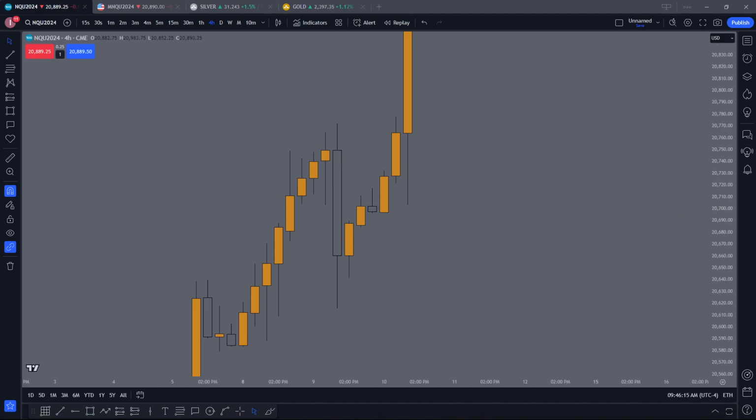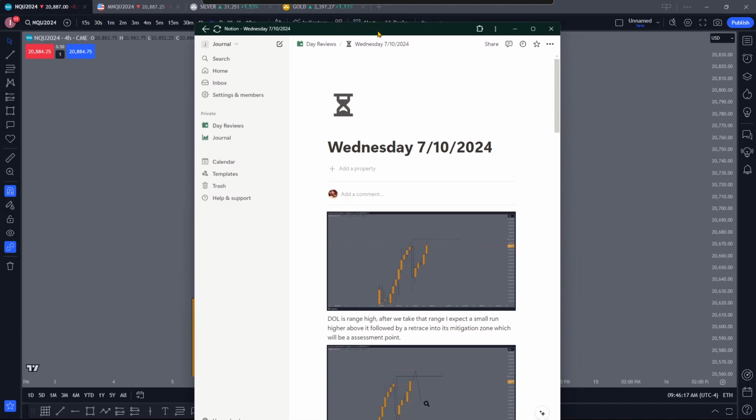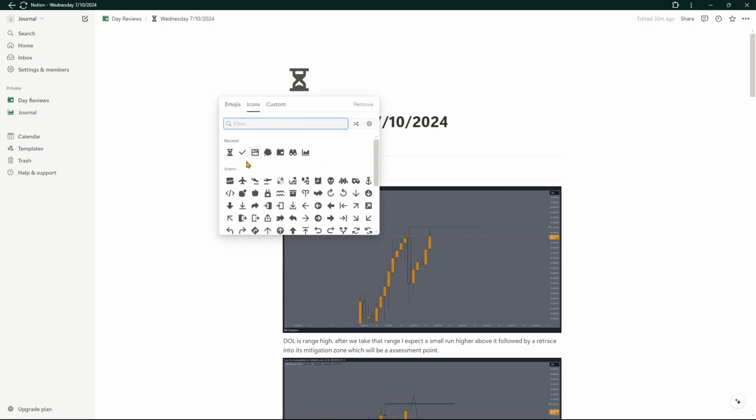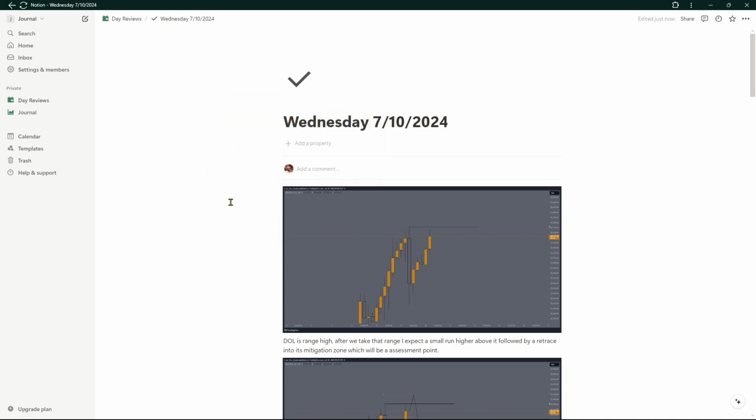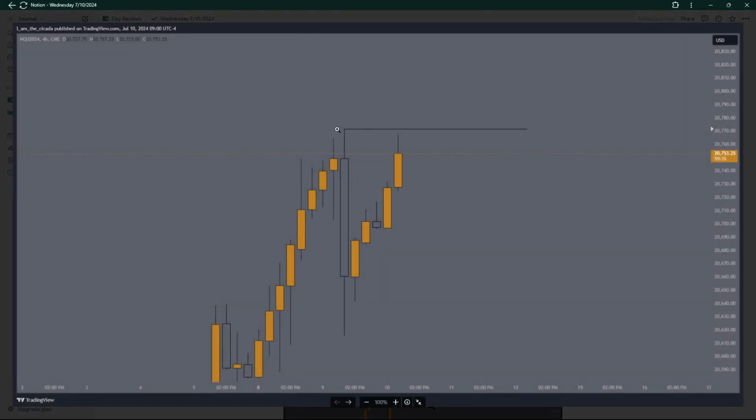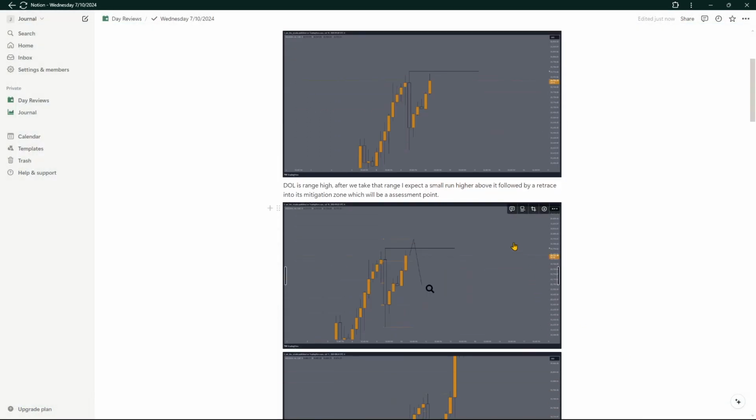Okay, so here you can see for Wednesday, which was yesterday. Actually, let me change this symbol because I just finished it. Okay, so for Wednesday, I had this high marked out, and what I said is drawn liquidity is range high. After we take that range, I expect a small one higher above it, followed by retracing to the mitigation zone, which will be the assessment point.